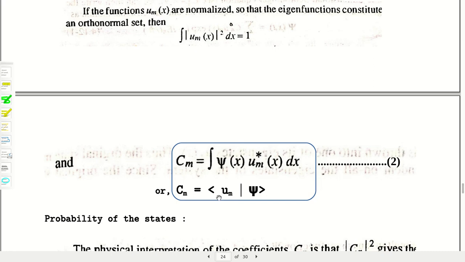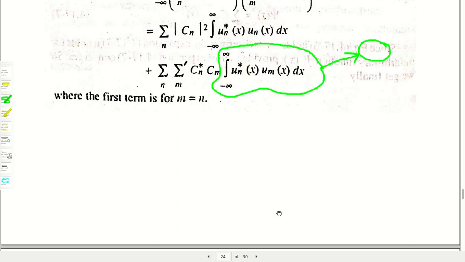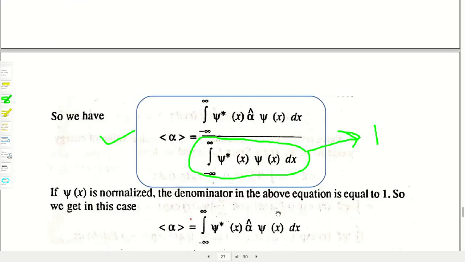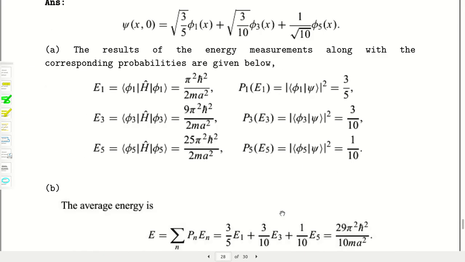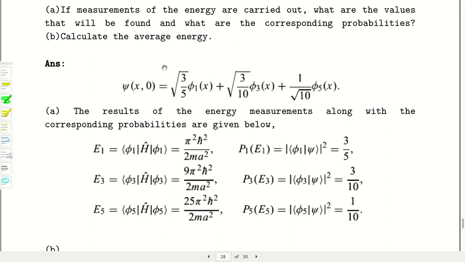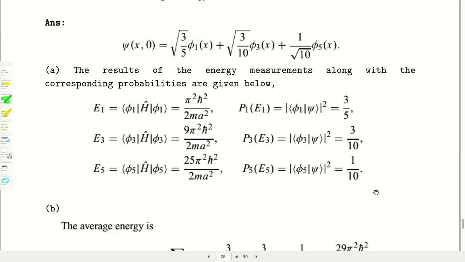Yes, in equation number 2, you can see C1 is U1 in the bra and psi in the ket. Psi is the total wave function. So equation number 2 has been used in this case to find C1. Then it will give you 3 by 5. Obviously this is the probability, its square is the probability, so 3 by 10 and 1 by 10 are the other probabilities.